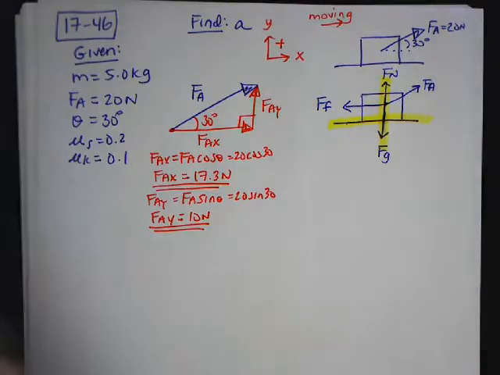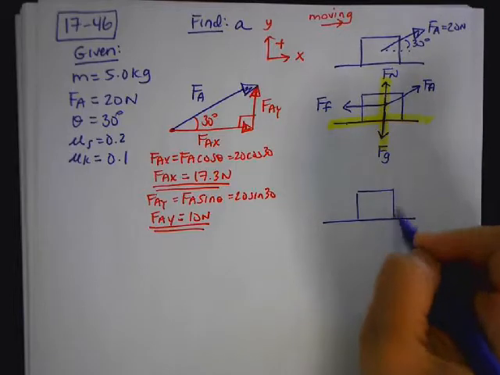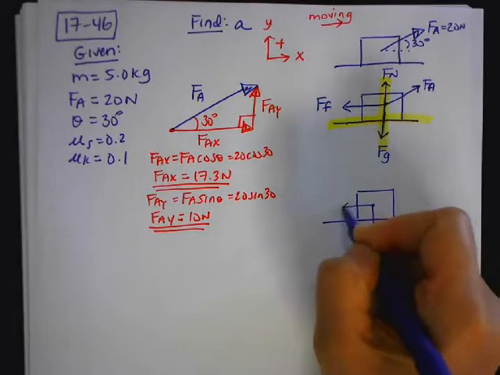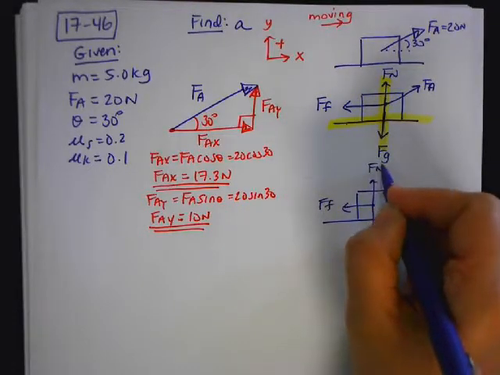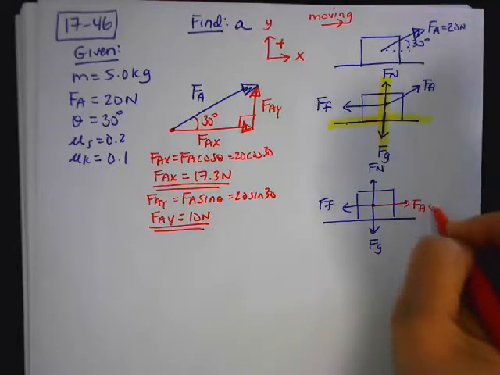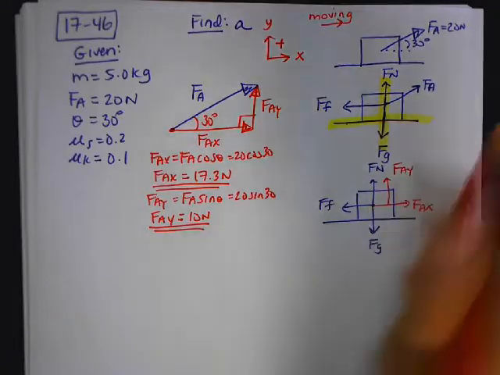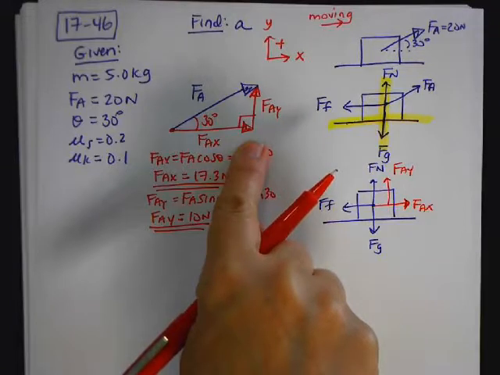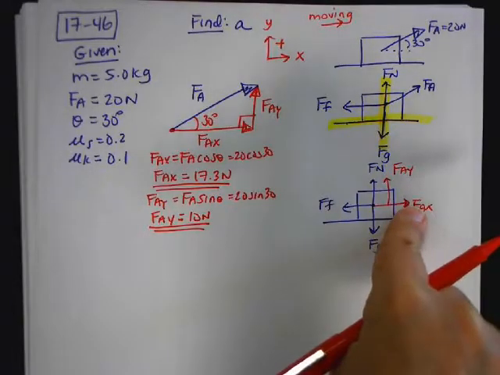Now I'm going to redraw this, and Fg is the same, Ff is the same, Fn is the same, and instead of Fa, I'm going to replace it with Fax and Fay. You notice that the directions of these arrows are just like I drew them here when I drew my components. That's why, when you draw your components, the direction is important for when I end up summing forces.